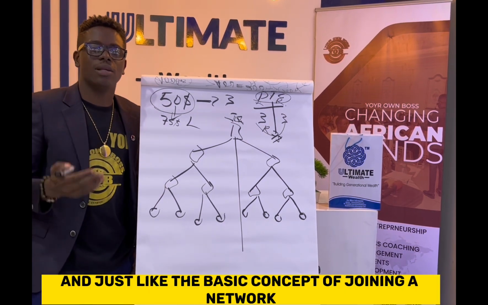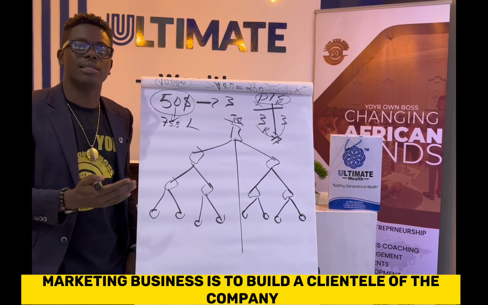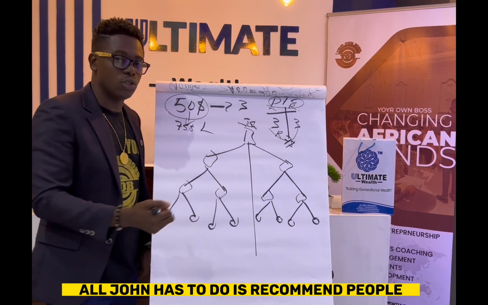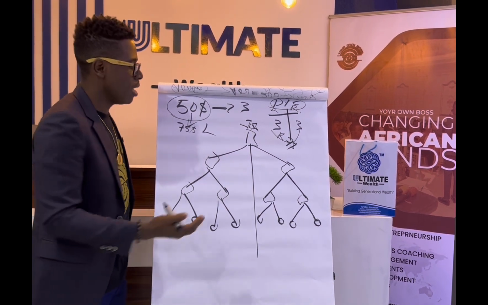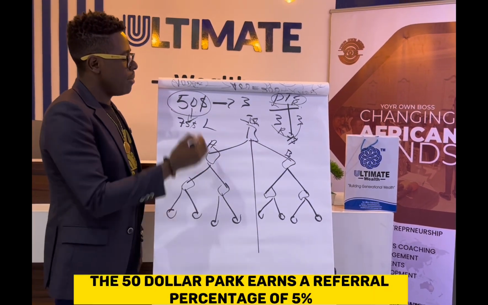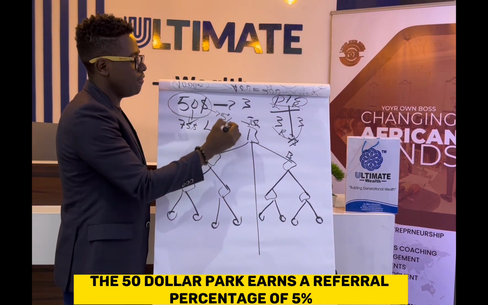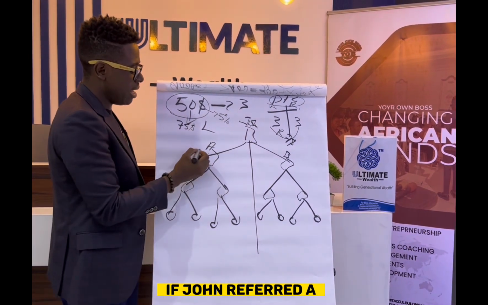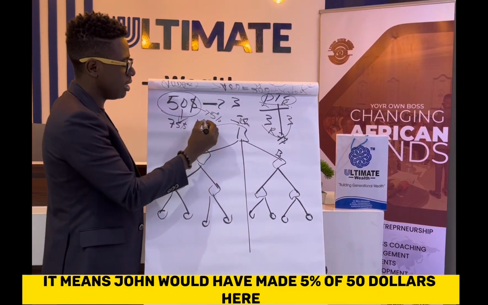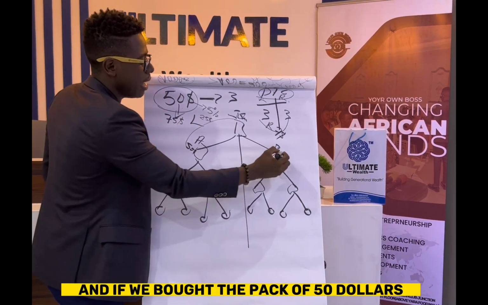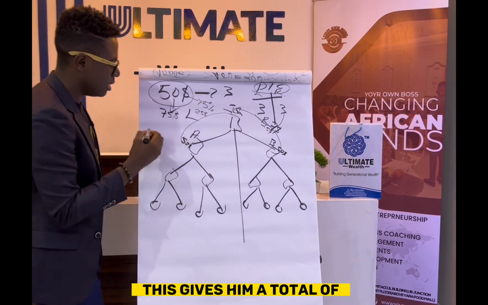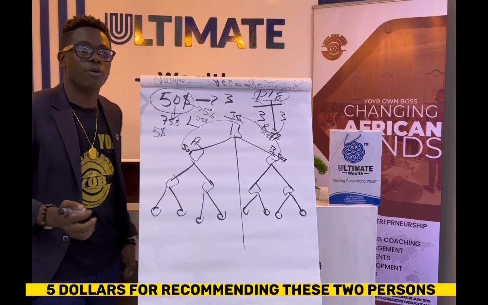Just like the basic concept of joining a network marketing business is to build the clientele of the company and in return build a network that's going to pay you bonuses, all John has to do is recommend people to be part of this business. So if John has to recommend people, we advise he recommends his first 2 friends, A and B. Remember, the $50 pack earns a referral percentage of 5%. So if John referred A, who bought a $50 pack as well, it means John would have made 5% of $50, which will pay him $2.5. And if B bought the $50 pack, John makes another 5%, which is $2.5. This gives him a total of $5 for recommending these 2 persons.